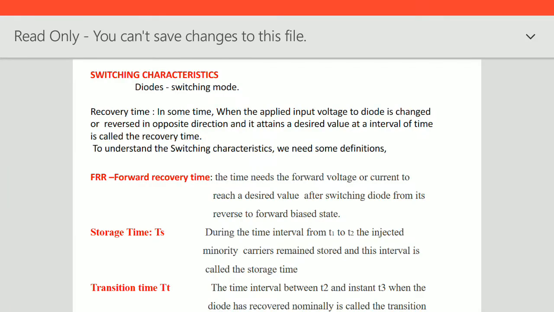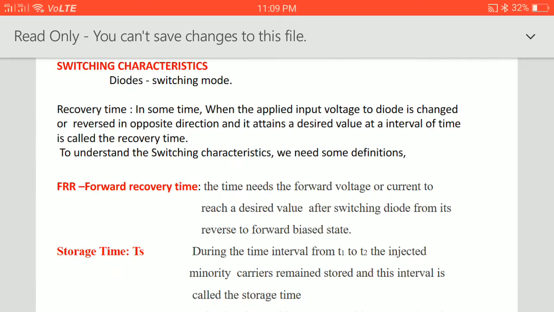Now let us see what switching characteristics are. Switching characteristics are nothing but the diode operating in the switching mode. Now let us enter into the topic. We will have some definitions, and only then can we understand what switching characteristics are.